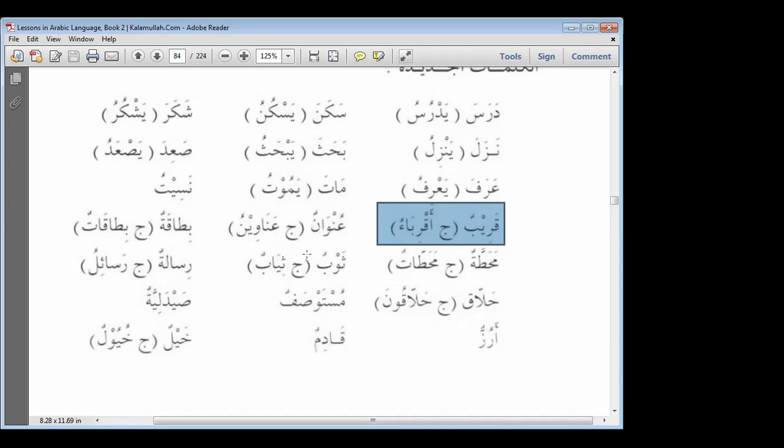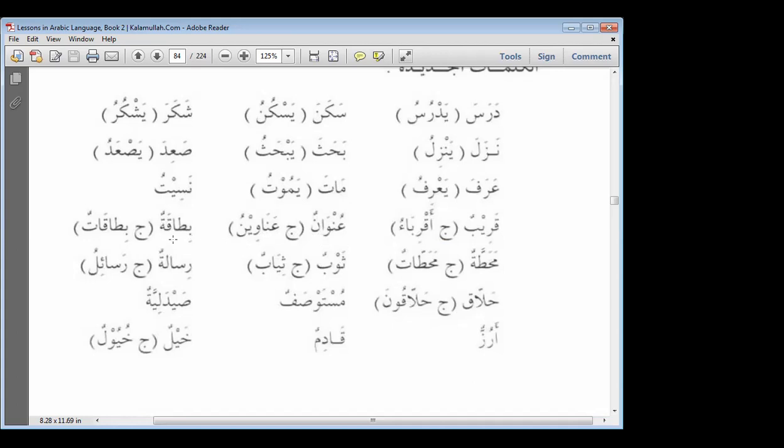So then, after that, you have unwanun. Unwan means address, like the residential address, commercial address, the address for a particular location, right? So unwanun, anawinu.